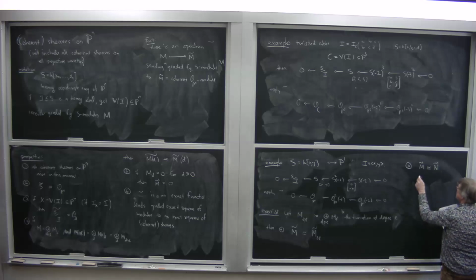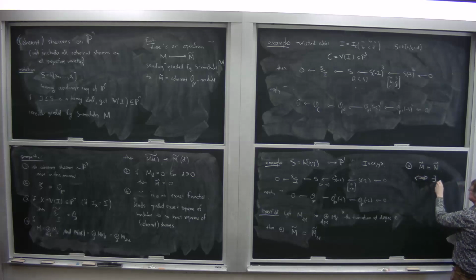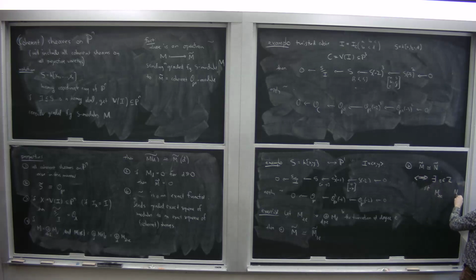So what you get here is true if and only if there exists E in Z such that if I truncate M in degree E and I truncate N in degree E, those are isomorphic as graded modules.